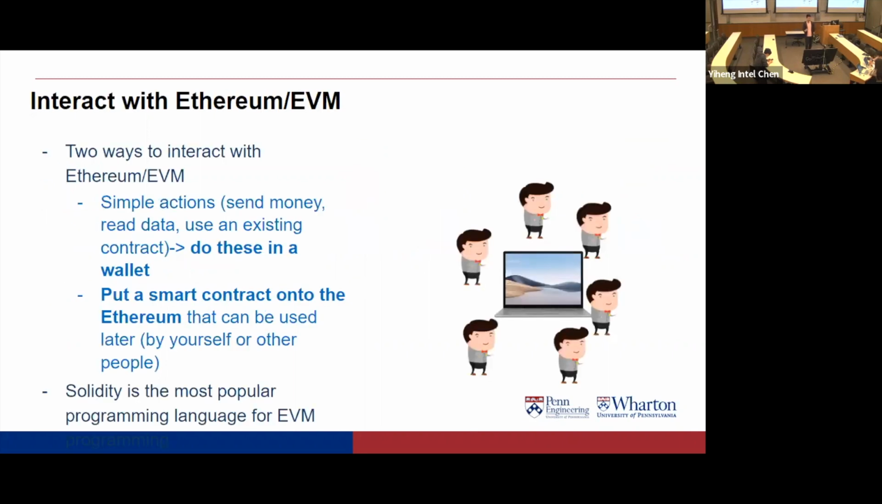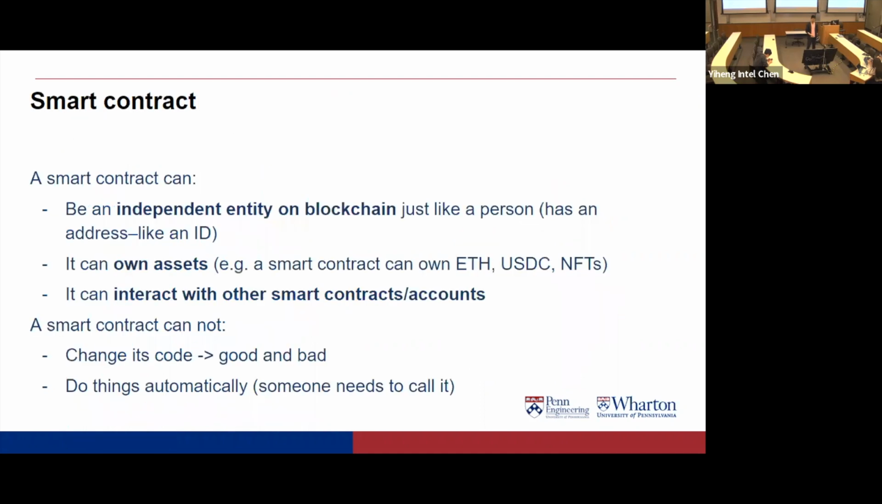So there are two ways to interact with Ethereum or EVM. You can do simple actions such as send money, read data, use an existing contract. You can largely perform these tasks within a wallet. What is a wallet? We'll show you in a bit. However, if you want to put a smart contract on Ethereum, then there are additional tools that you would need beyond a wallet to do that.